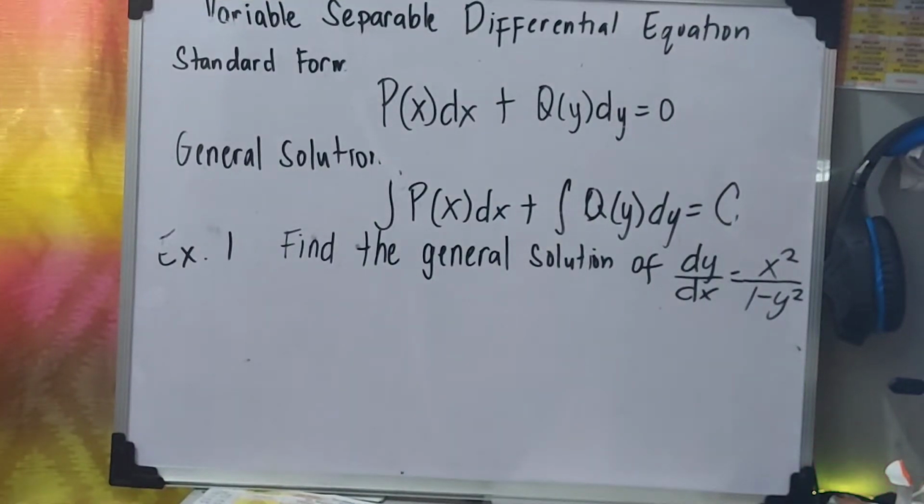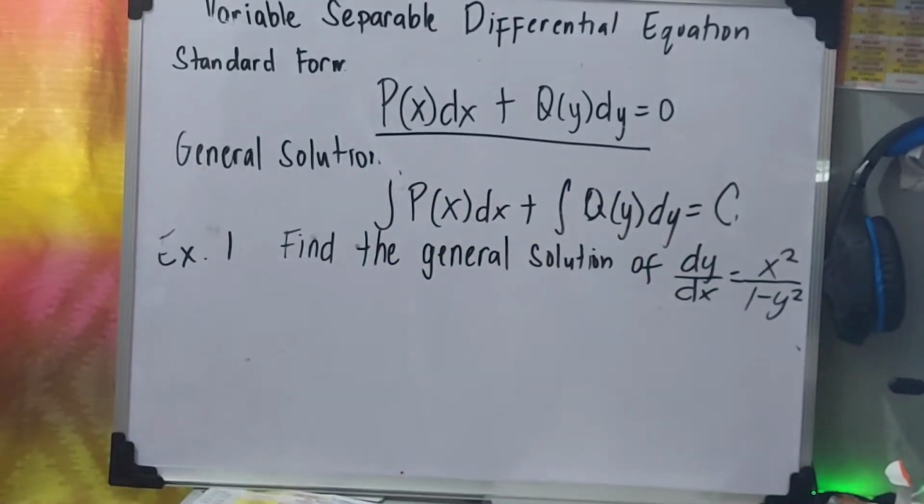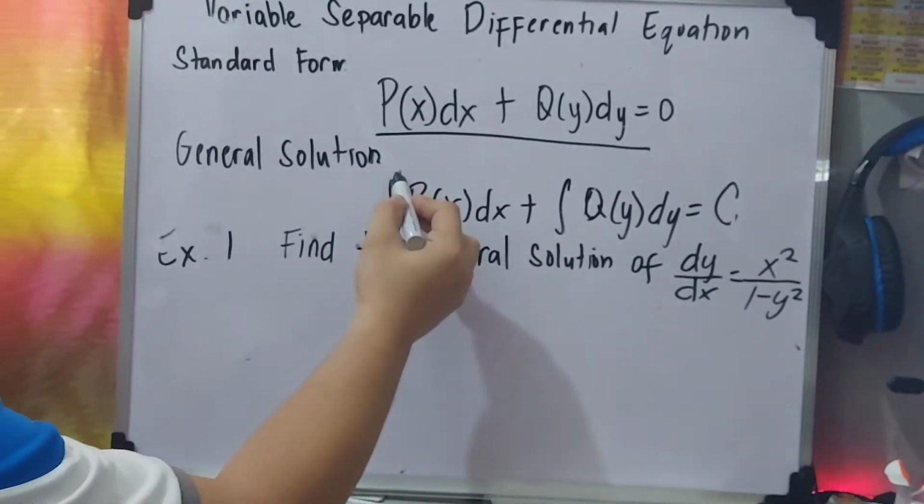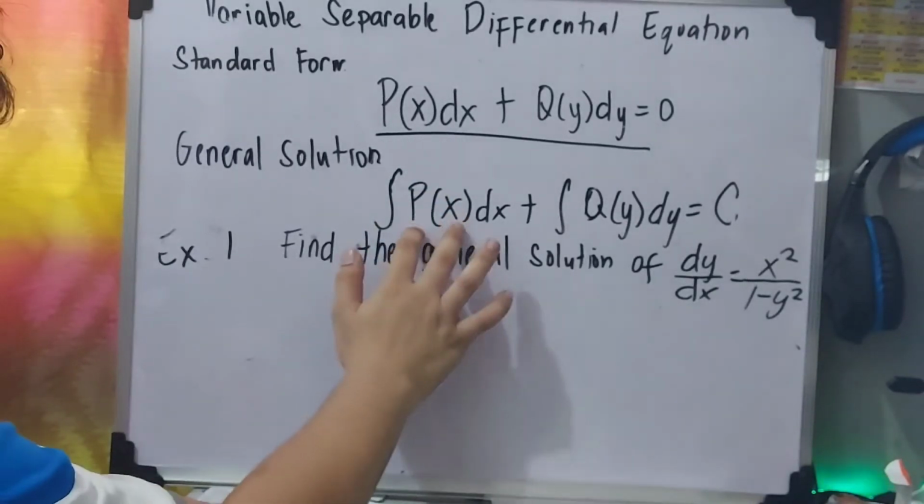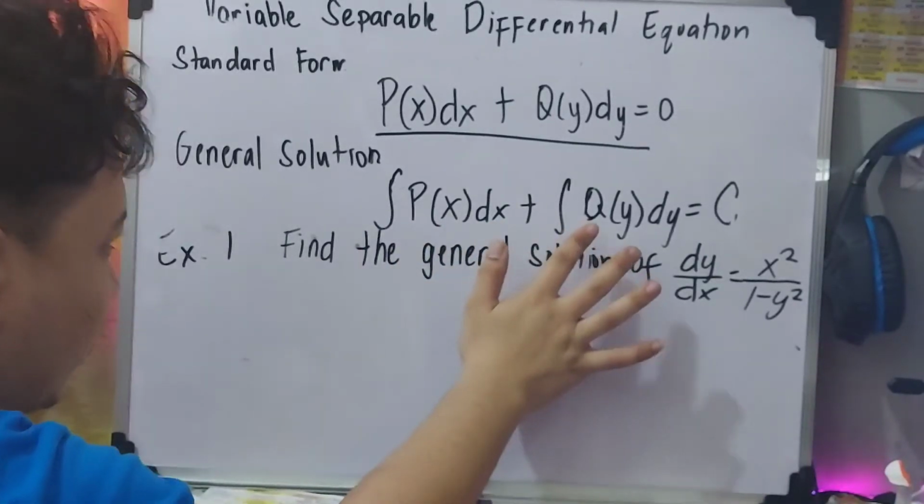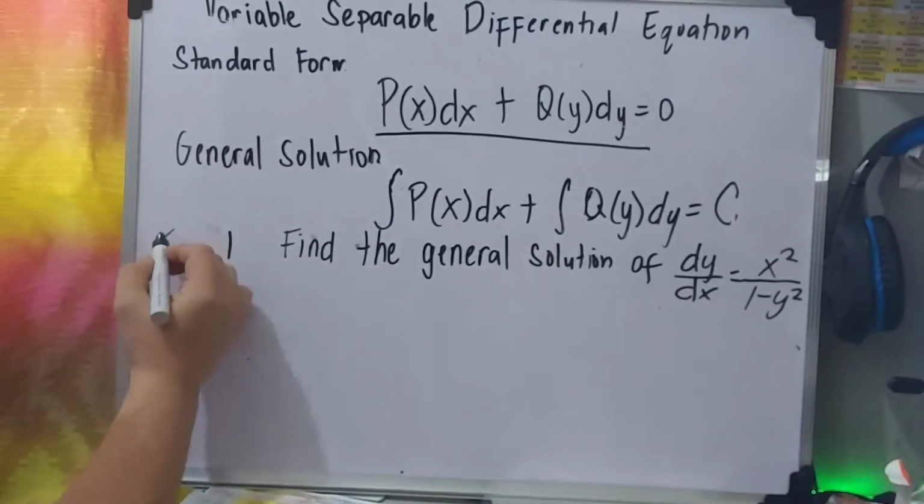Our topic is variable separable differential equation. In variable separable, we have a standard form of P of x dx plus Q of y dy equals 0. In finding the general solution, we will just integrate P of x with respect to x, and then Q of y dy with respect to y, equals C. Example number 1.